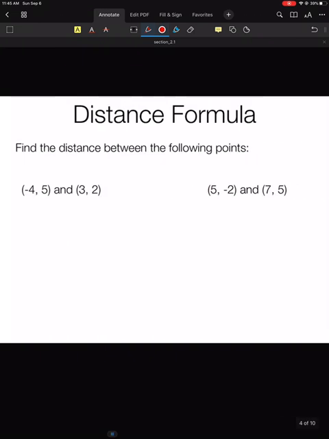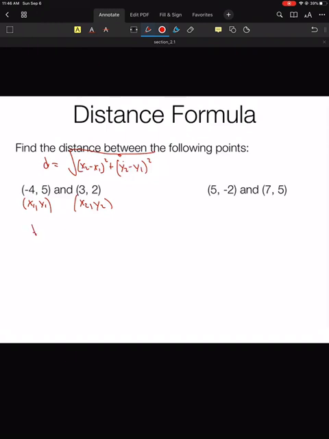Okay, so now let's use the distance formula. So I give you 2 points. Find the distance between the following points, -4, 5, and 3, 2. The distance formula says that the distance D is equal to the square root of x2 minus x1 squared plus y2 minus y1 squared. This is x1, y1, and this is x2, y2. So all you need to do is substitute those in to get the answer.